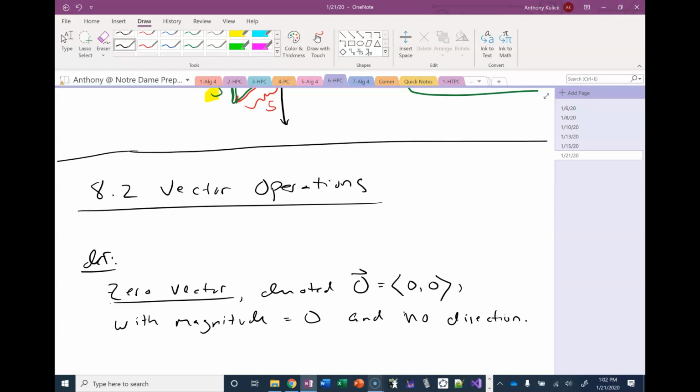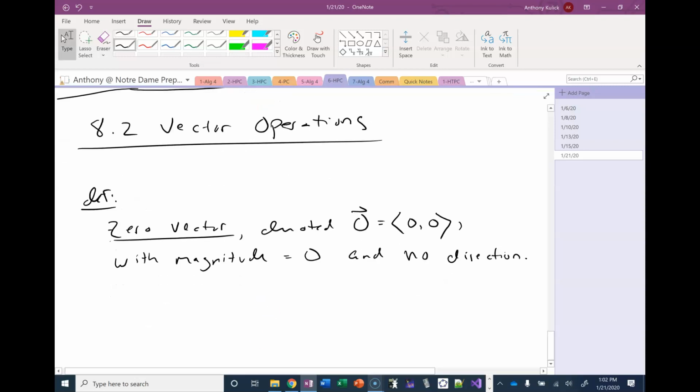Because you can't draw something, there's no terminal side if its points are both the origin, right? You can't draw a standard position angle on that. So the zero vector is the only vector that contains no direction. Okay? For example, the vector 1, 0 would have a direction of 0. And that's okay. Different than no direction.